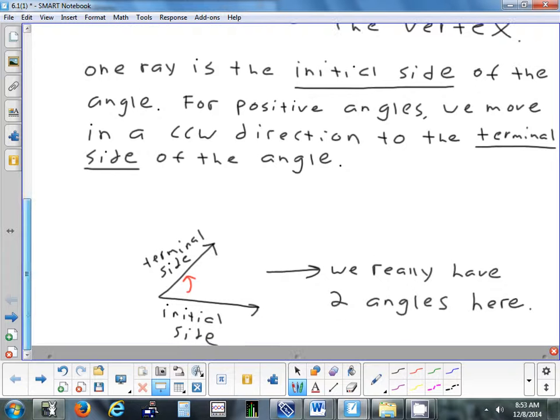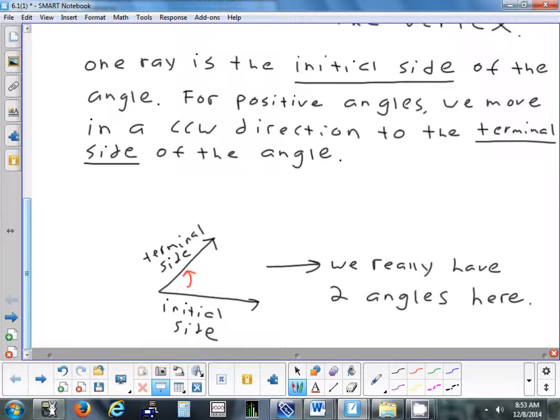Any questions on what an angle is, what it's made up of, what the sides are called, or how you determine which side is initial and which side is terminal?